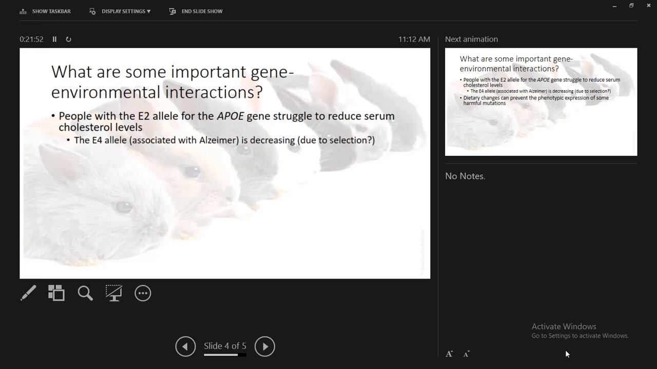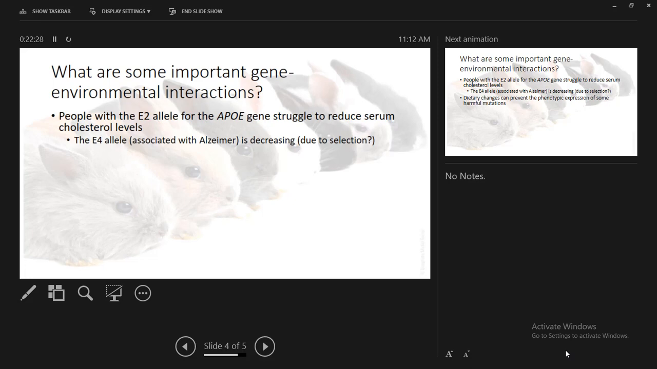But anyways, the E4 allele, the one that's associated with an increase in Alzheimer's, this is probably the best example of antagonistic pleiotropy. Early in life, it actually does a really good job keeping serum cholesterol levels low, which is probably a reason why it was selected for as human diets shifted from hunter-gatherer societies, where you ate very little high-fat foods, to different types of diets.